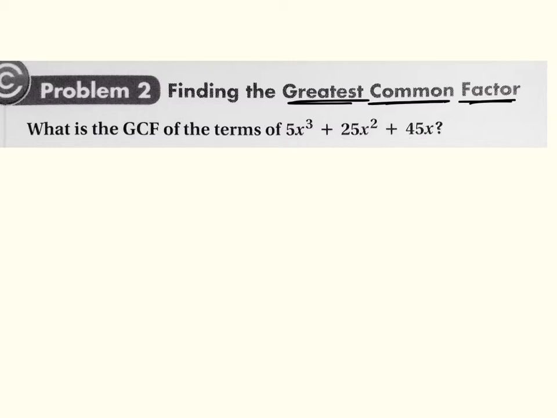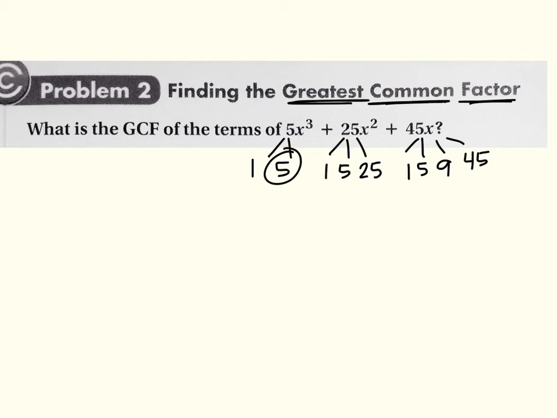So here we've got 5, 25, and 45. Now you can take this really slowly and just figure out the factors of each one of them. 1, 5, and 25. And then 45 is going to be 1, 5, 9, and 45. Now what's the biggest number that's in all 3 of those? It's 5. So the greatest common factor here is going to be 5.